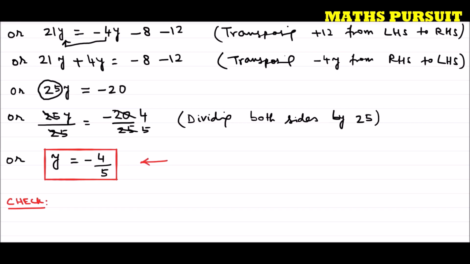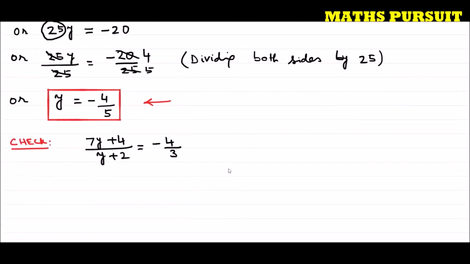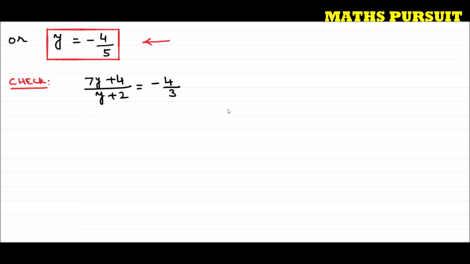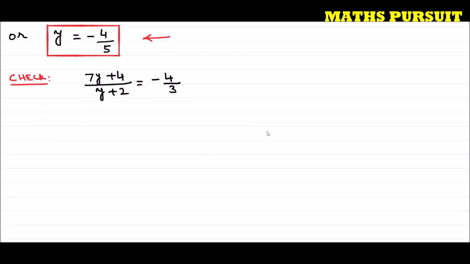For doing a quick check, let us rewrite the original equation that the question has given us. So the question has given us 7y plus 4 divided by y plus 2 is equal to minus 4 upon 3. The original equation is this one that the question has given us. Now we will check the left side of the equation and we will check the right side of the equation. If we get the same values for left side and right side, then we will conclude that our answer is correct.